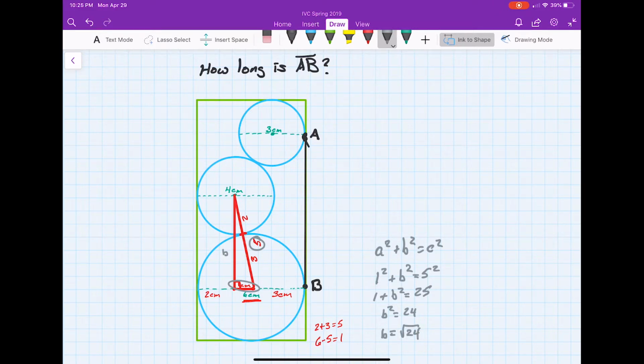So now I know this portion from where this line would be segmented off of this middle circle to the B is square root of 24. That's how long this portion is. Now I need to know from A to that same point. So basically I can do pretty much the exact same thing because I know that these two circles again are tangential, touching at one point.